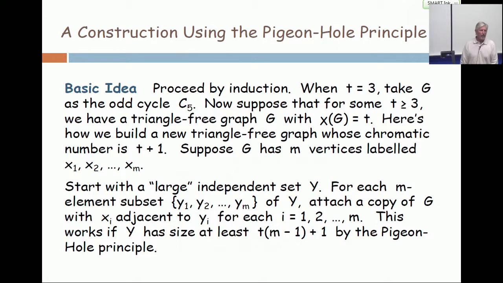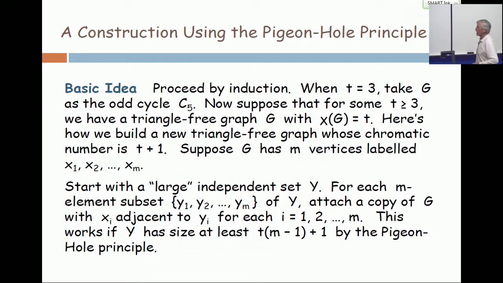Now we're going to build a big graph. And this graph is going to have no triangles, but chromatic number T plus 1. Here's how you do it. First, just put down a huge independent set. In other words, there are no edges between vertices in this set at all. Call this independent set Y. Here it is. Boom. Huge independent set. Later, we will say how big it has to be. But just think of it as huge. You know, your graph is like this, and your independent set is much, much bigger.